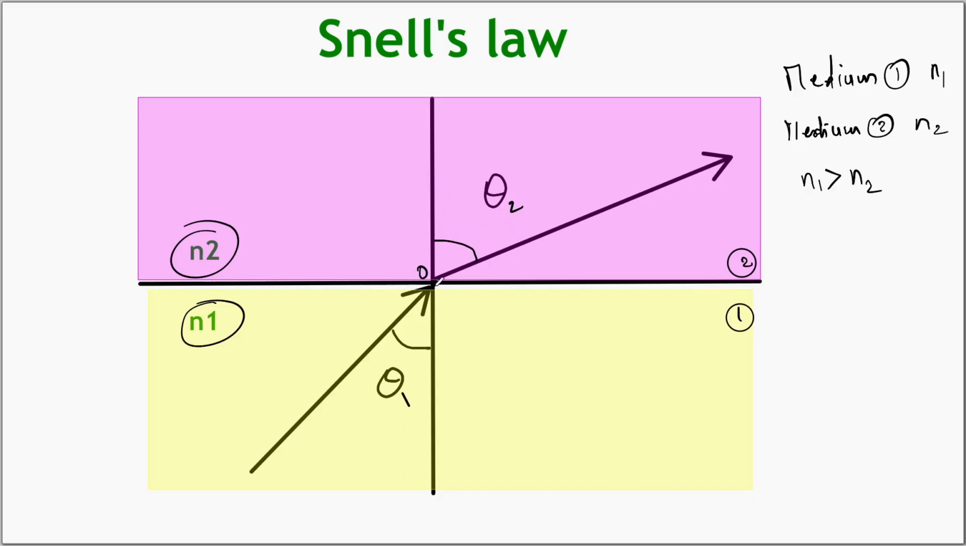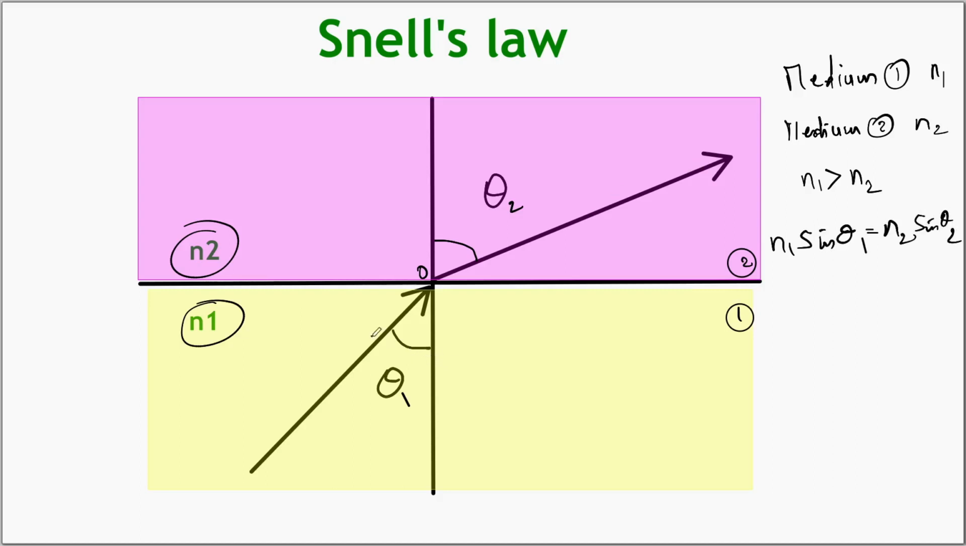This is the normal. With respect to the normal, we make the angular measurements in the case of refraction. So angle theta 1 is there, angle theta 2 is there for the refracted beam. Snell's law states that n1 sin theta 1 is equal to n2 sin theta 2.